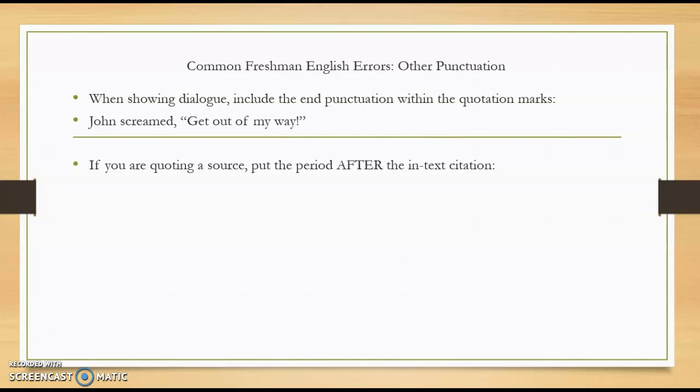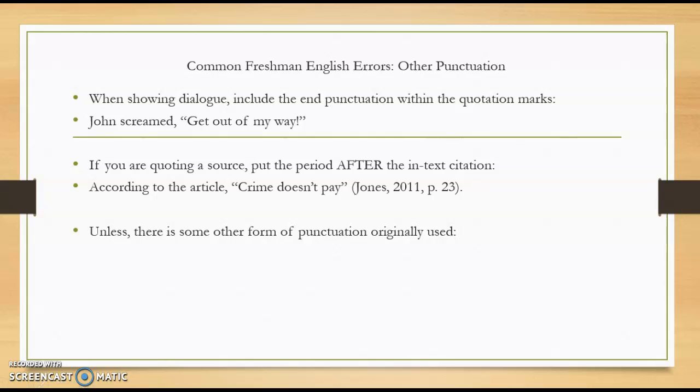If you are quoting a source, though, you put the period after the in-text citation. So, according to the article, crime doesn't pay. Notice that the period is not here because we are including source information here. I also went ahead and this is APA. So, Jones, 2011, page 23. Get used to seeing this right now. In APA, we have to include the year with the author.